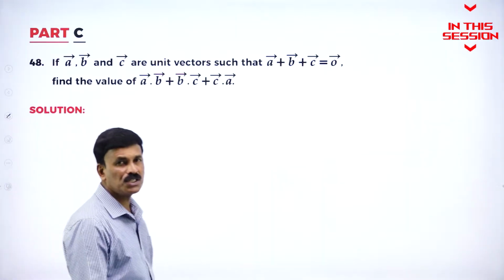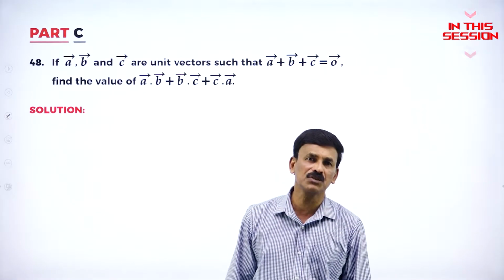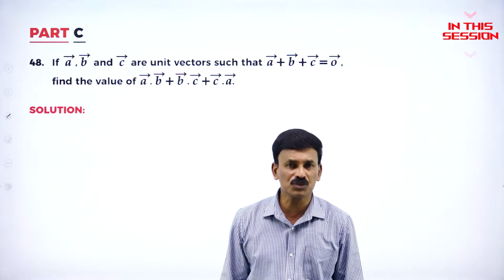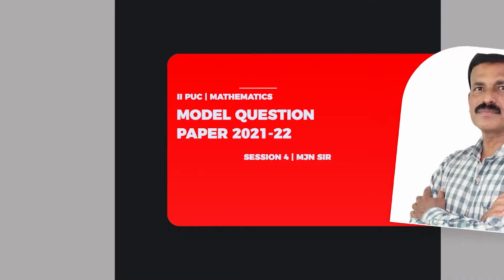If a, b, c are unit vectors, this is a known result. If a, b, c are unit vectors, it means whose magnitude is equal to 1. 1 plus 1 plus 1, you will get 3 on the left hand side.